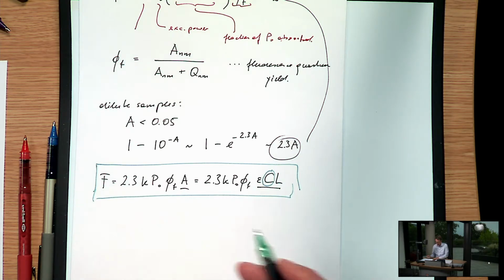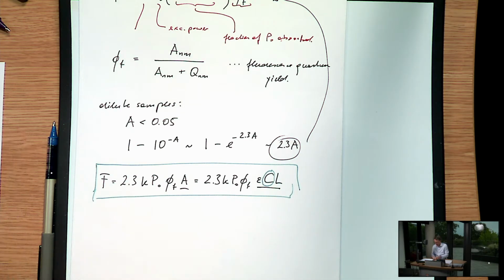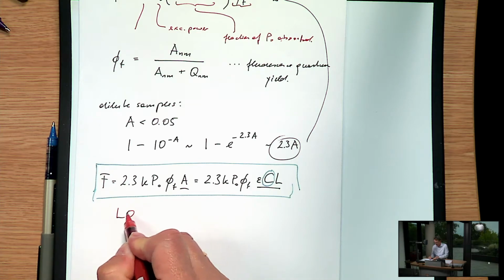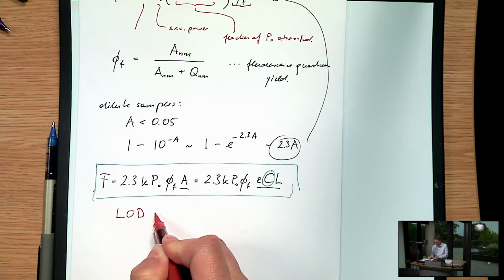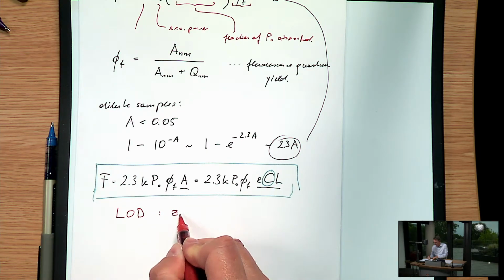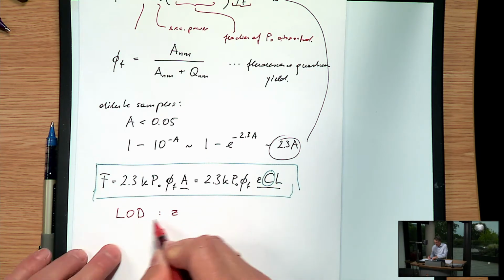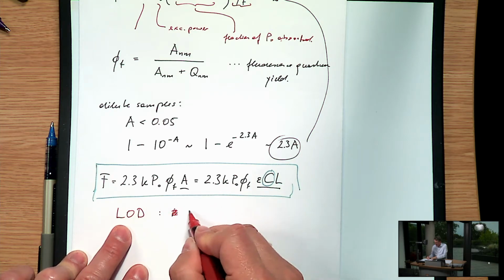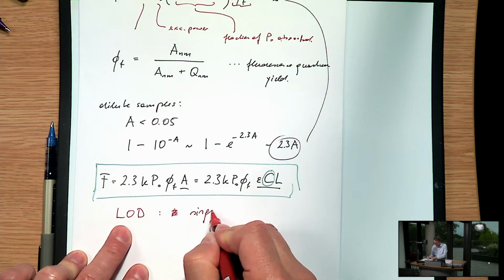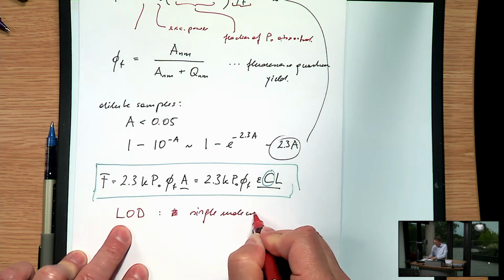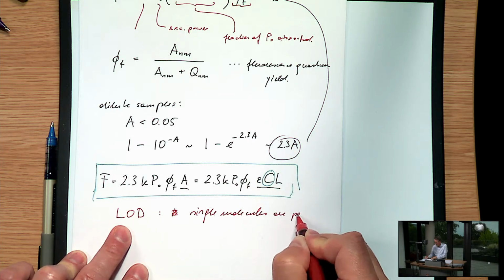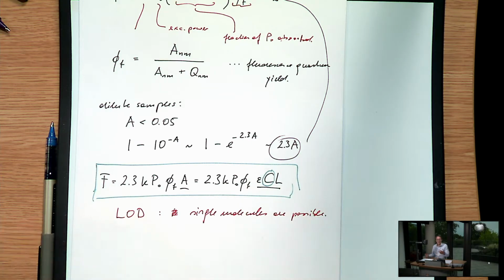And the other thing is that the limit of detection, or LOD, is on a 0 background. So the limit of detection for fluorescence is single molecules. That is possible, quite routinely. If you come to our laboratories downstairs, we do this every day.